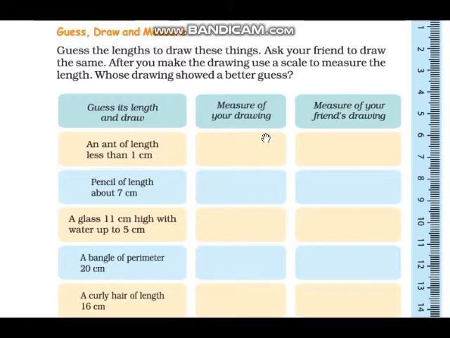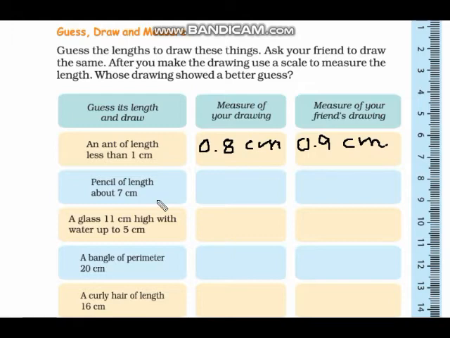As an example, measure of your drawing of ant is 0.8 cm. Then measure of your friend's drawing is 0.9 cm. So here the measure of your drawing of ant and the measure of your friend's drawing of ant, which is closer to the actual length of 1 cm? This is 0.9 cm. So here the answer is my friend's drawing showed a better guess.